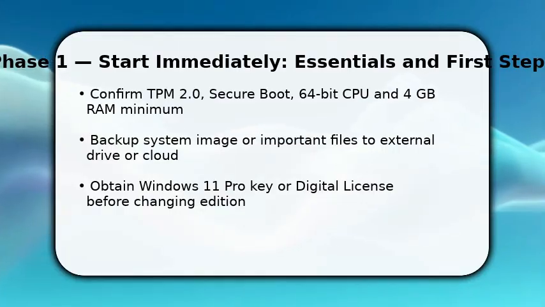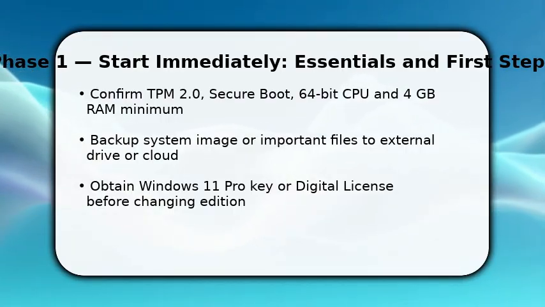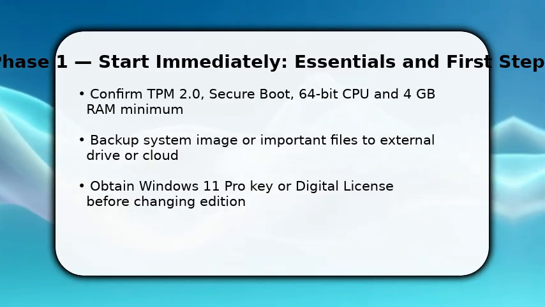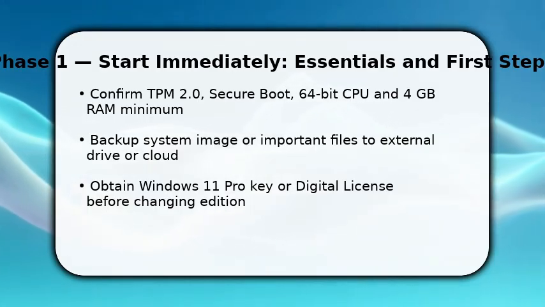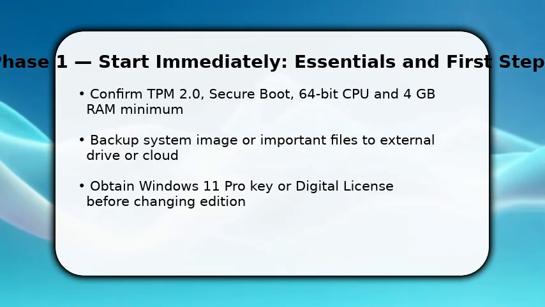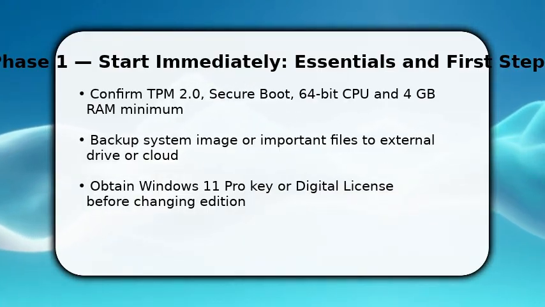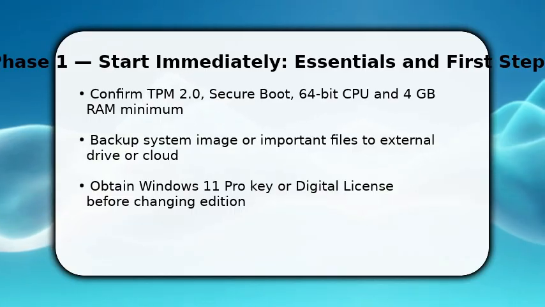You'll begin by verifying prerequisites and preparing a backup. This avoids data loss. First, check TPM 2.0 and secure boot in UEFI, confirm 64-bit CPU and at least 4 GB RAM. Once done, create a full system backup or copy critical files to an external drive. Make sure you have your Windows 11 Pro product key or digital license ready.